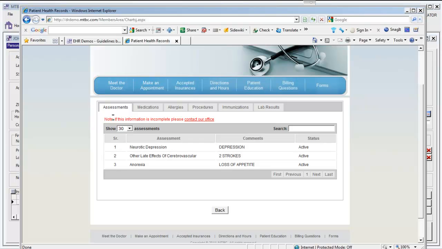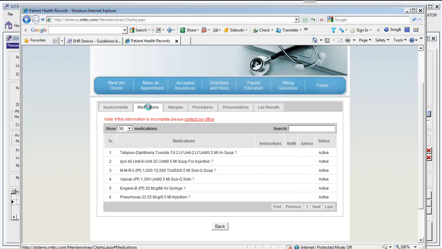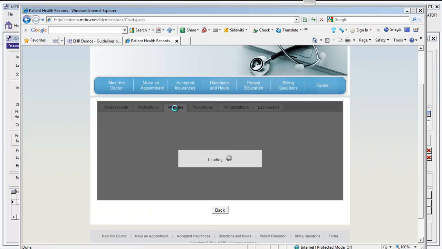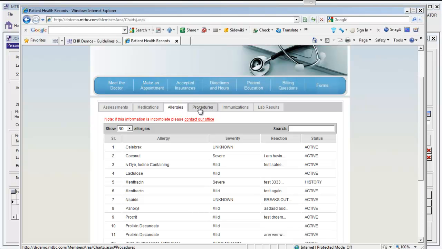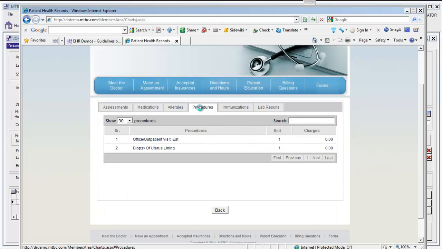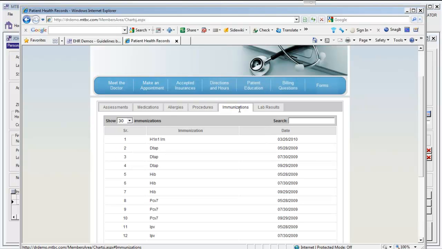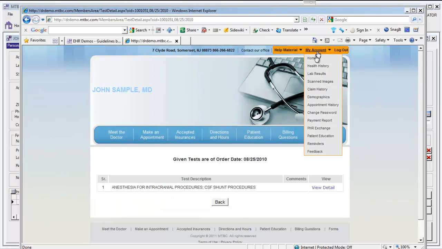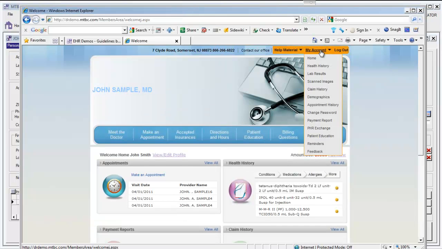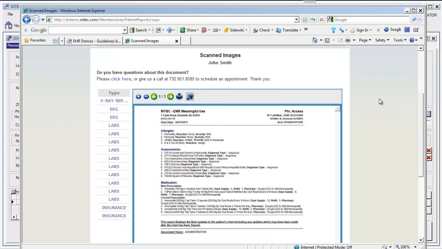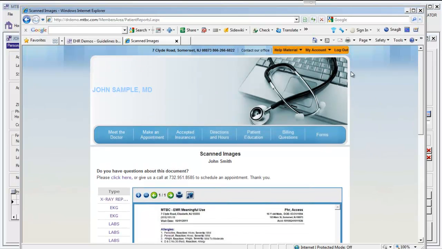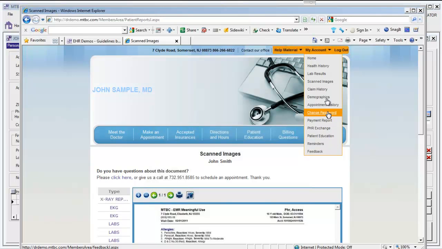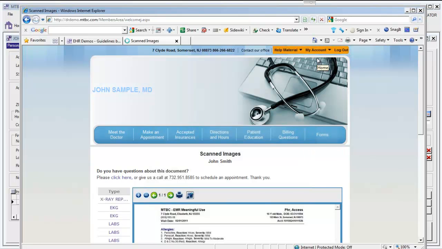Here, patients can see their current assessments, medications that have been prescribed or documented on the record, current lists of allergies, procedures that had been performed in the office, immunizations, and lab results. Additionally, patients can also update their demographic information, and patients can see a copy of their scanned images. Additionally, there's a secure messaging portal where patients can submit messages to your office staff and receive responses back directly from the EMR.